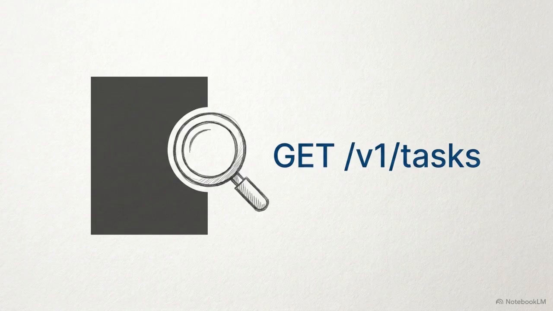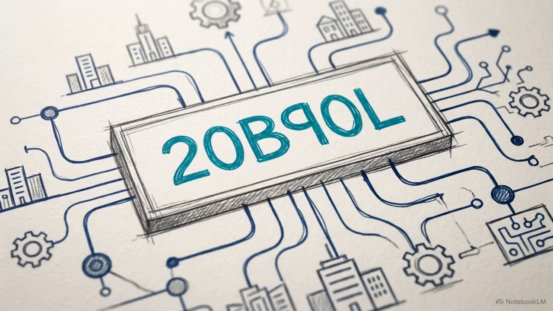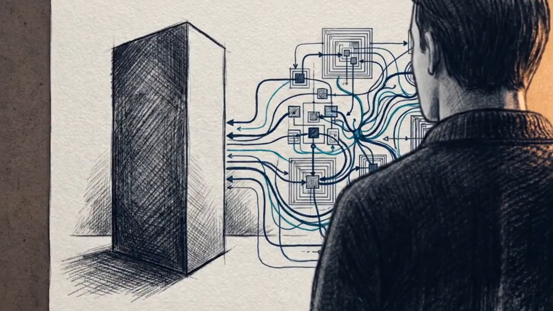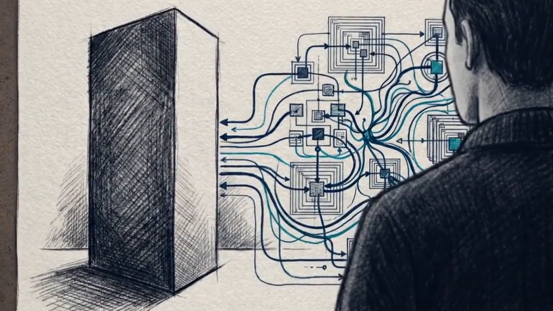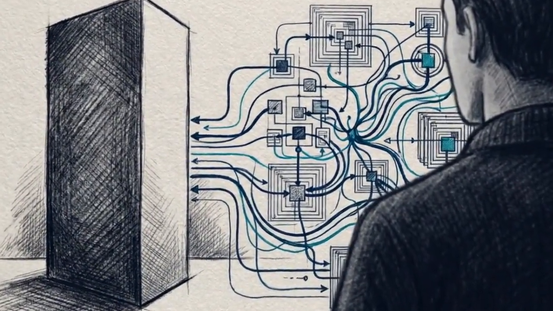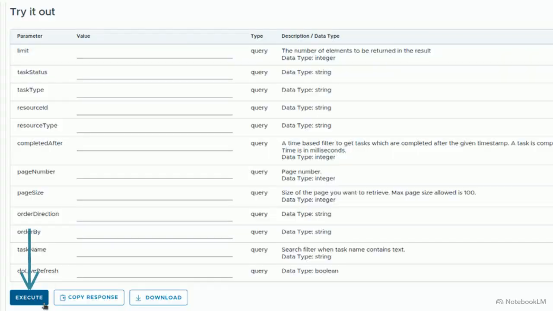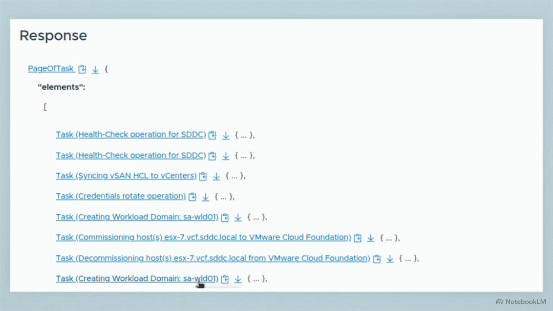To investigate the workflow failure, we use the GET /v1/tasks endpoint. We inject the reference token we copied from the dashboard into this query to isolate the specific task that failed. This turns the Developer Center into a diagnostic bridge, allowing SREs to pierce the management layer and see the raw data the UI hides. With the required parameters set, we execute the API call. The API response returns a page of the task list. We immediately identify our target, creating workload domain, SA workload domain 01.